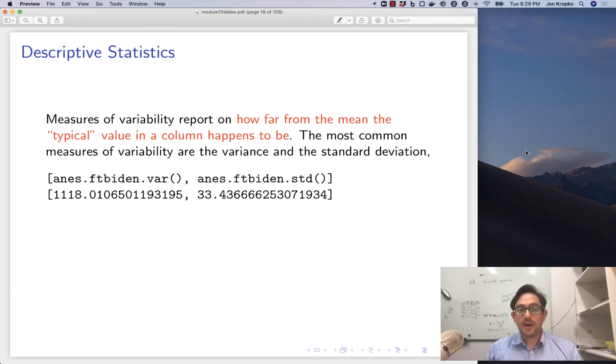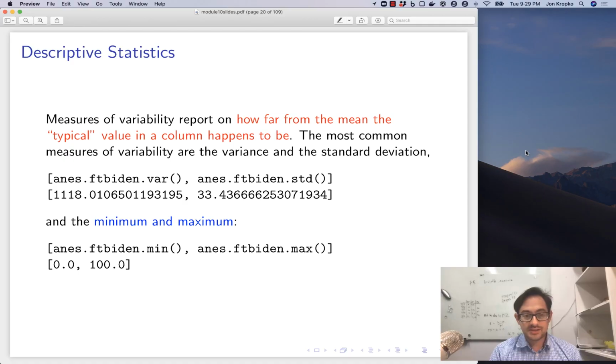Now, measures of variability report on how far from the mean the typical value in the column happens to be. There's a discussion of this in the notebook, but we'll just get right into the statistics here. For the variance and the standard deviation, we've got the var and std methods. Here we have the variance and the standard deviation in a list.